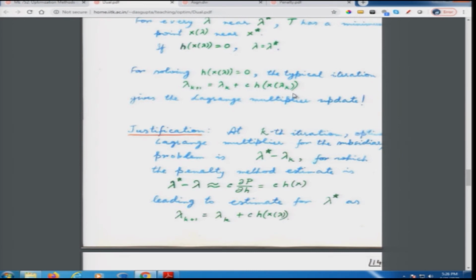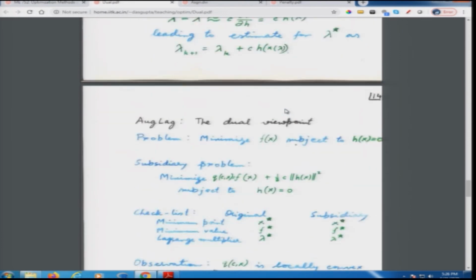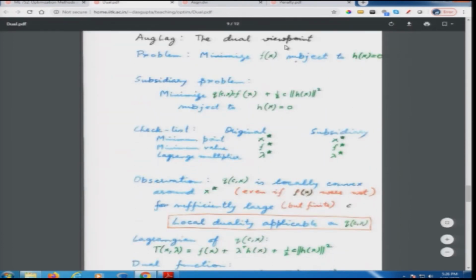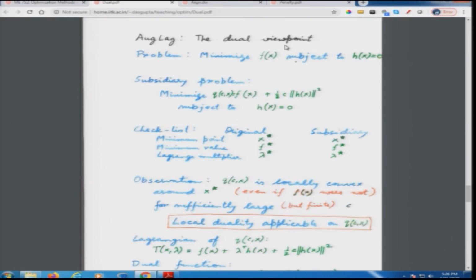There is another viewpoint, another perspective by which you can interpret the working of the augmented Lagrangian method, and that is a dual viewpoint. Here you pose it the other way, that is, for solving this problem, minimize f x subject to h x equal to 0, we define a subsidiary problem of minimizing this penalized function, including the penalty here, subject to this constraint. And then we try to solve this subsidiary problem simply by the use of local duality. In the definition of the subsidiary problem, we have included the penalty term, and now we are solving it.